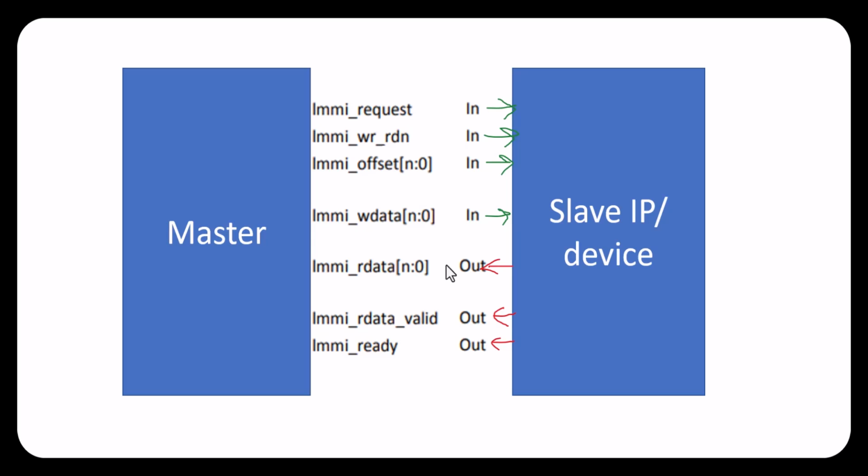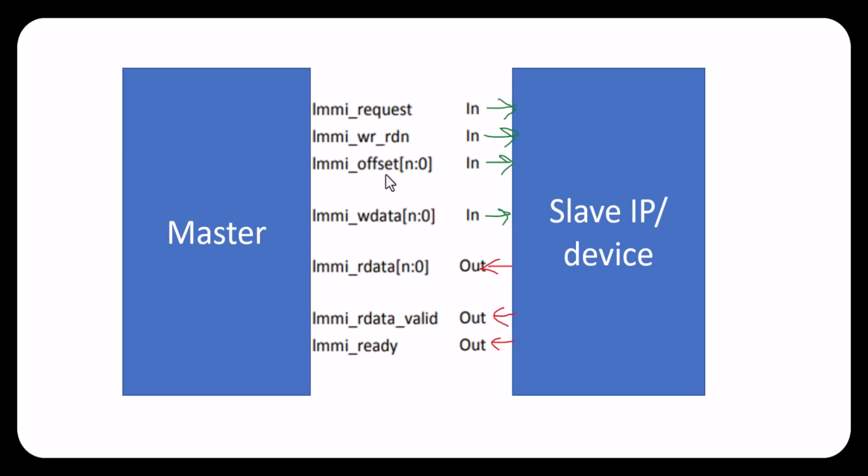Similarly, if you want to read some data from the slave, we have to provide the offset, and place the request, but before that we have to keep the WR RD signal low and then place the request. So in this LMMI interface, everything is in one clock transactions. So it is very good to have these kinds of things.